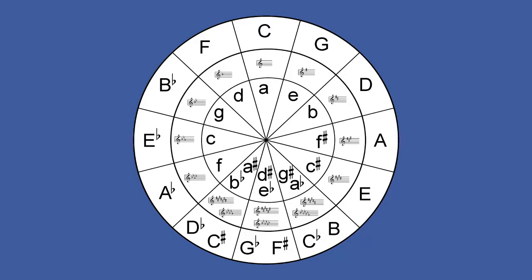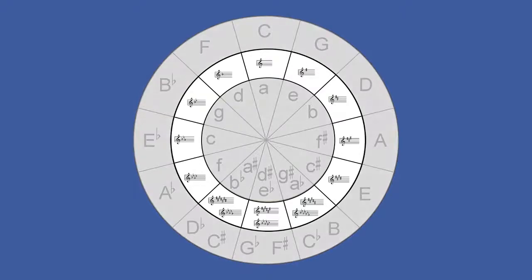There are 3 easy steps to get us to our goal. Step 1. The middle ring of the circle contains the various key signatures, showing the number of sharps and flats. Find the one that matches the melody you have chosen. As I said, I chose Amazing Grace in C, which has no sharps and no flats.